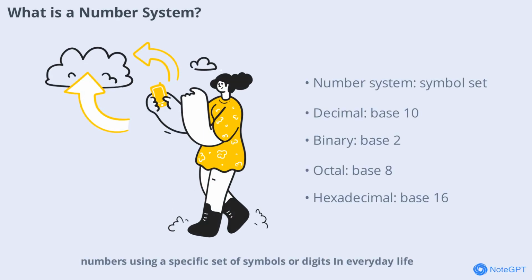In everyday life, we use the decimal system, which is based on 10 digits from 0 to 9. However, computers use other systems like binary, octal, and hexadecimal. Each system has its own base or radix, which determines how numbers are constructed. Understanding these systems is the foundation for working with digital devices and programming languages.